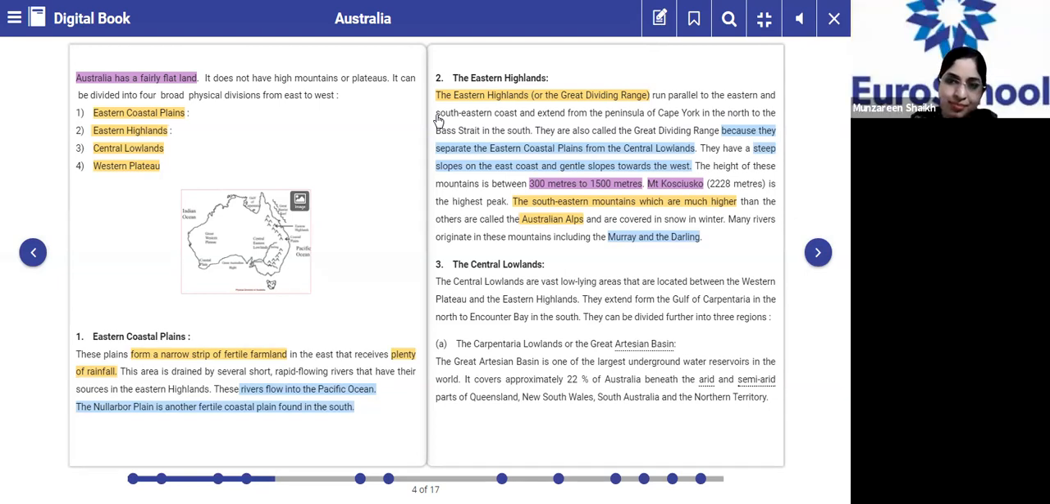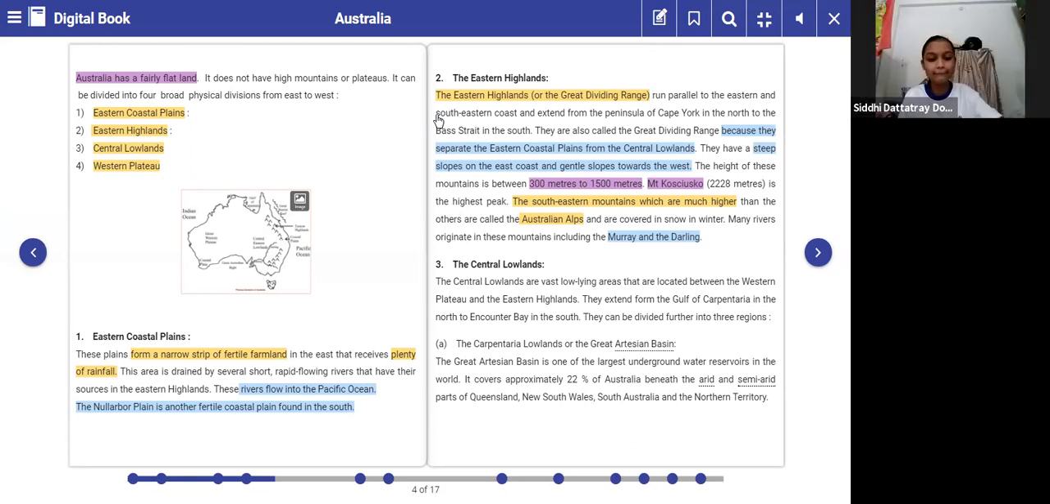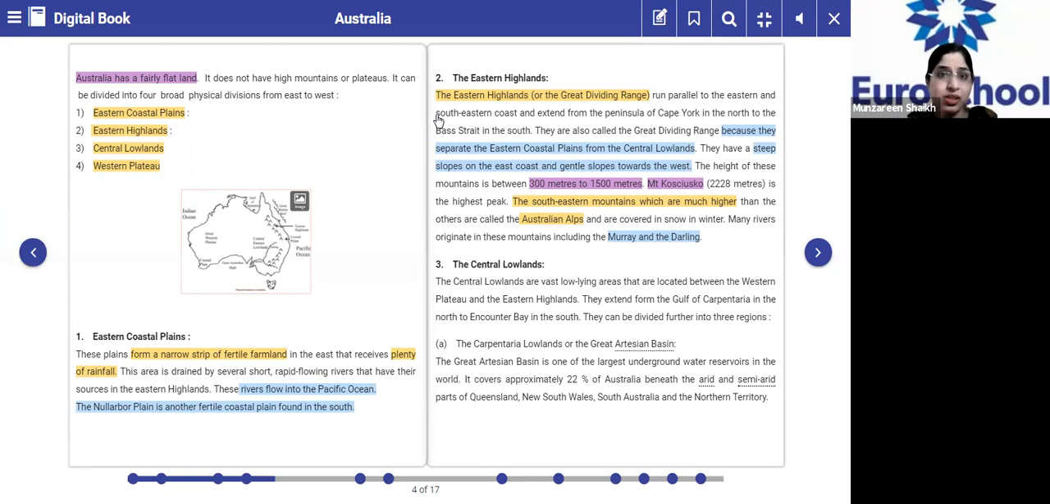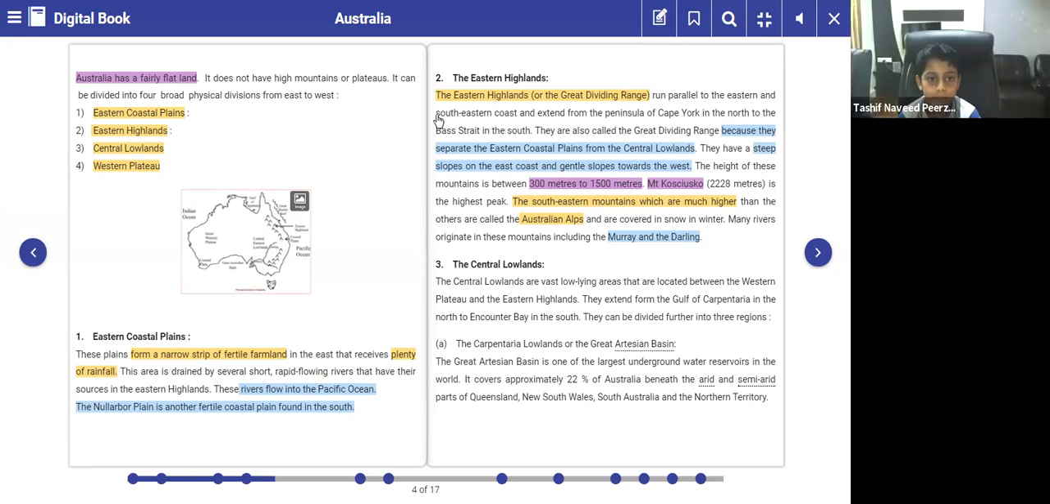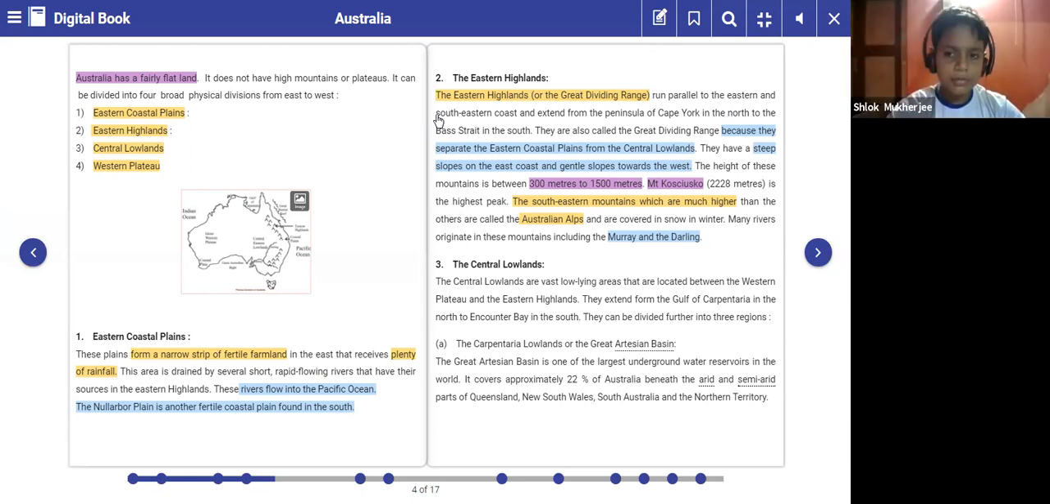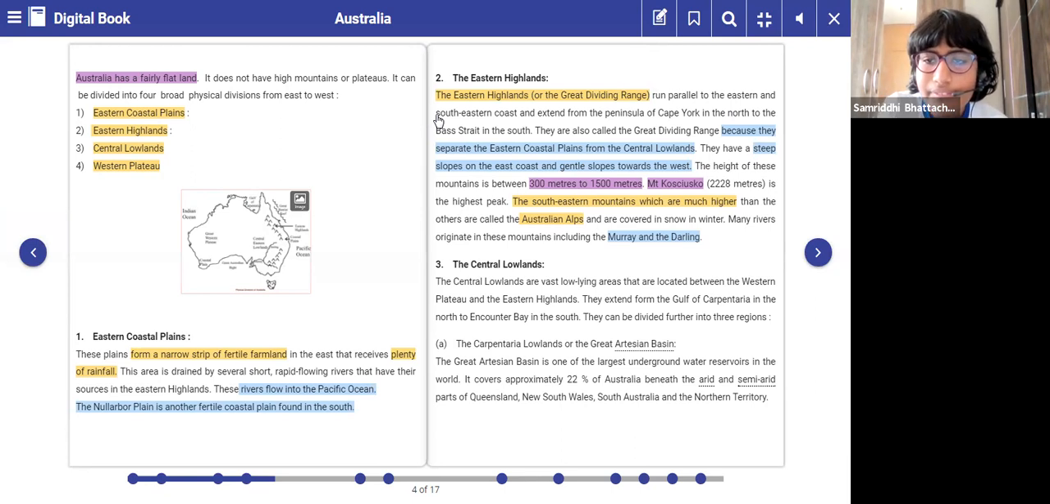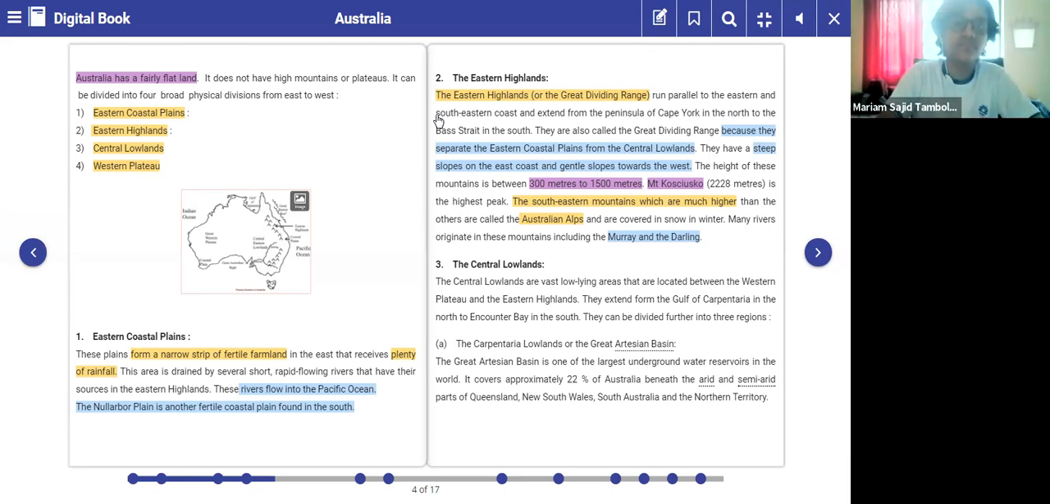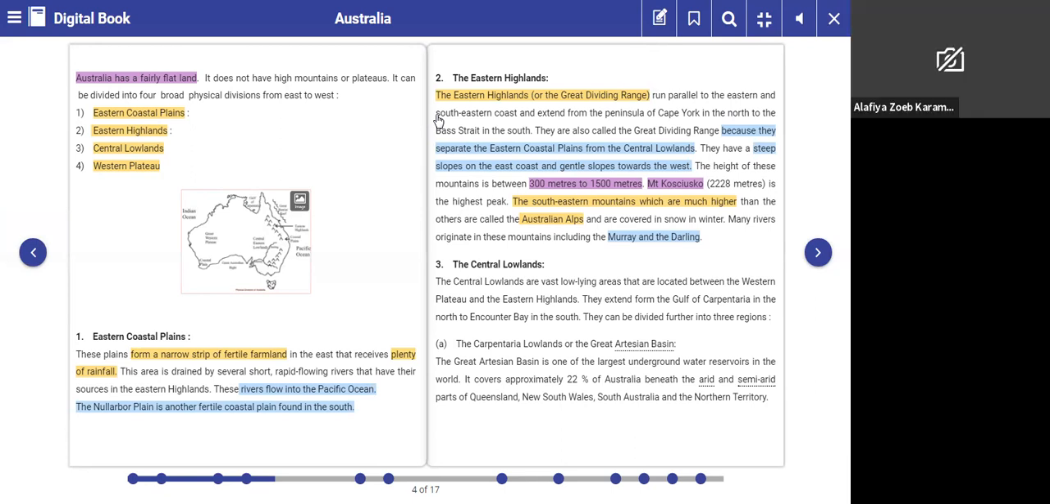Clear? Yes, ma'am. Okay. Any questions till here? No, ma'am. Everybody understood till here? Yes, ma'am. Not everybody is saying yes, ma'am. Everyone understood? Yes, ma'am. Okay.